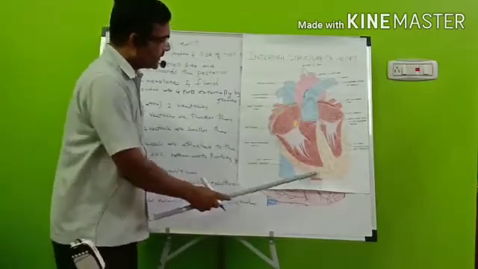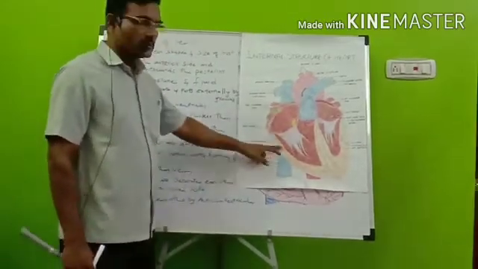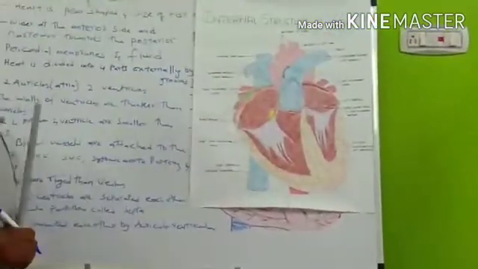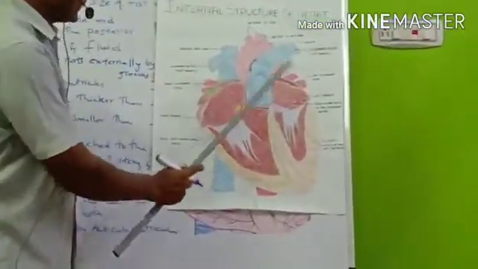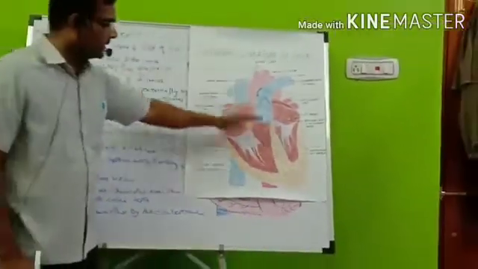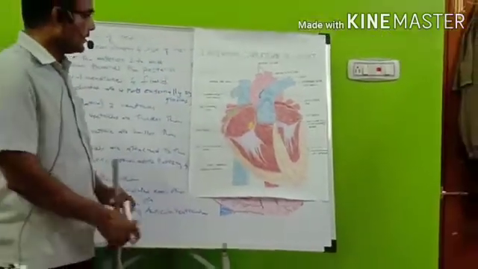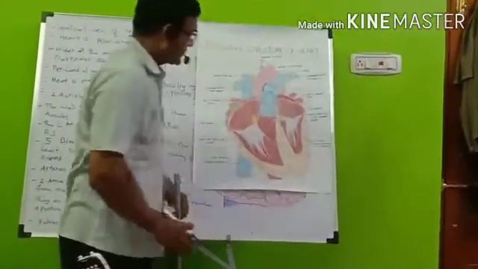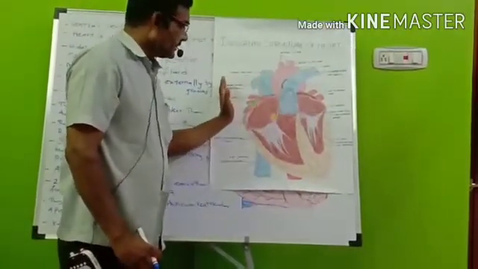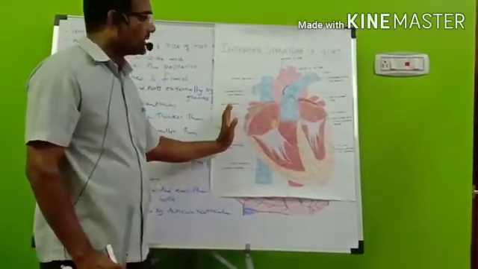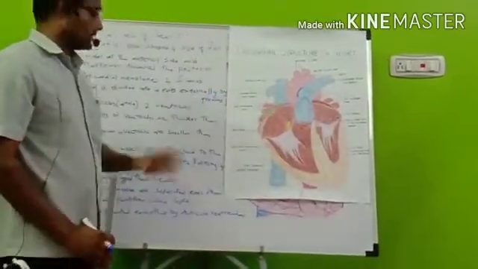The walls of the ventricles are thicker than the walls of the atria. The left atrium and the right atrium are smaller than the left ventricle and the right ventricle. And in the longitudinal section, the right auricle and the right ventricle are larger than the left atrium and the left ventricle. This is the structure.